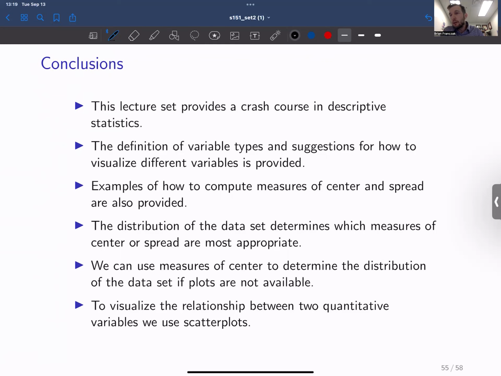If we cannot visualize the data for some reason, we can use measures of center to determine the shape. So if the mean and the median are at the same spot, that's an indication of symmetry. If the mean is larger than the median, that's an indication of right skewness. And if the mean is less than the median, that's an indication of left skewness.